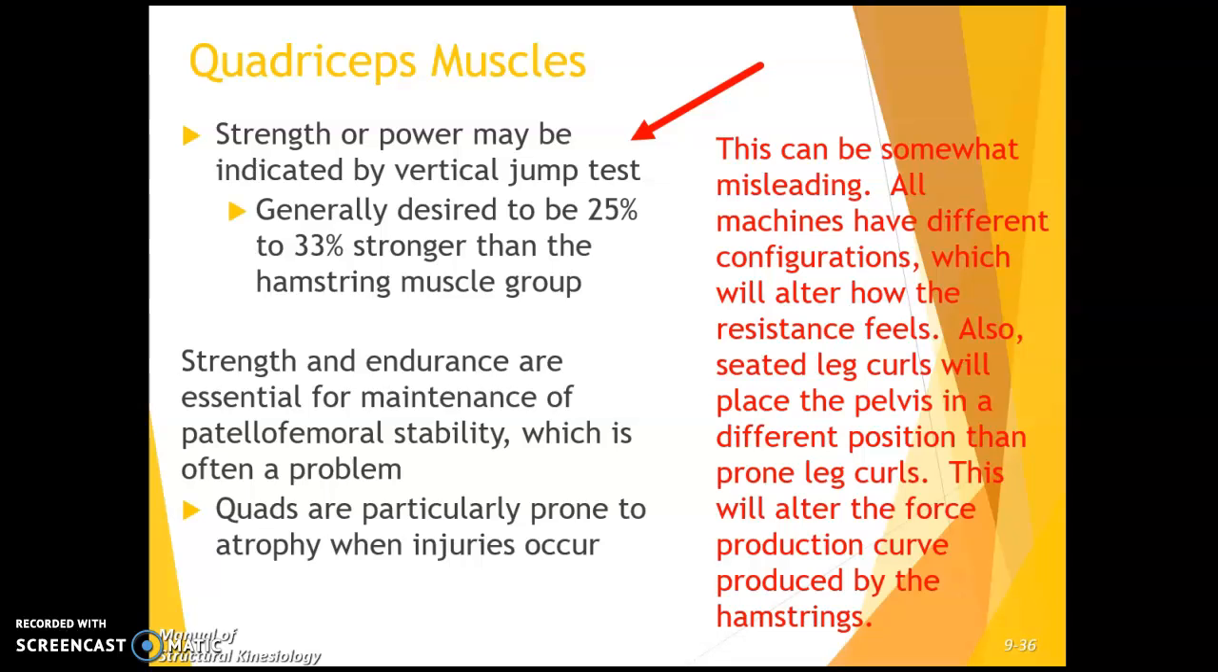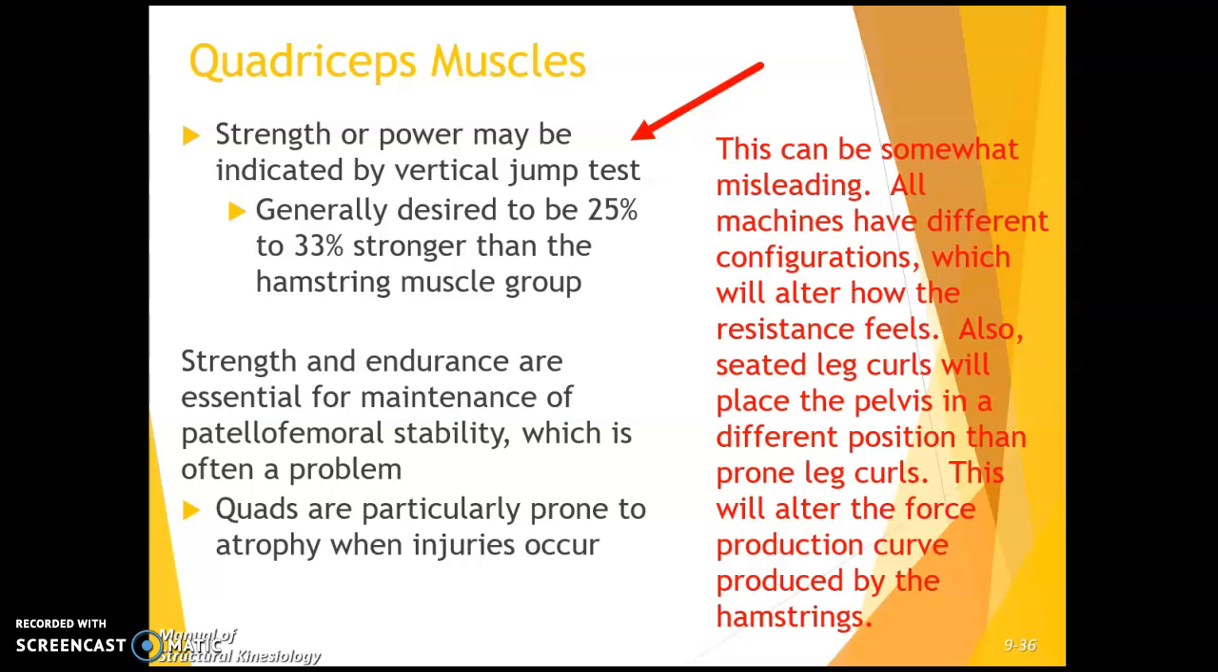Now, one point that I thought was kind of interesting with the book, that this could be somewhat misleading, right? So you'd like to have the hamstring-quadricep ratio where the quadriceps are in general 25 to 33% stronger than the hamstring group. Okay, this is great, but this can be kind of misleading, because the book doesn't differentiate that, and we talked about this with simple machines earlier in the class. One hamstring piece of equipment will have a different pulley configuration and the weight might feel different. Additionally, a person in a seated leg curl position versus a prone leg curl position will be in a different hip flexion position.